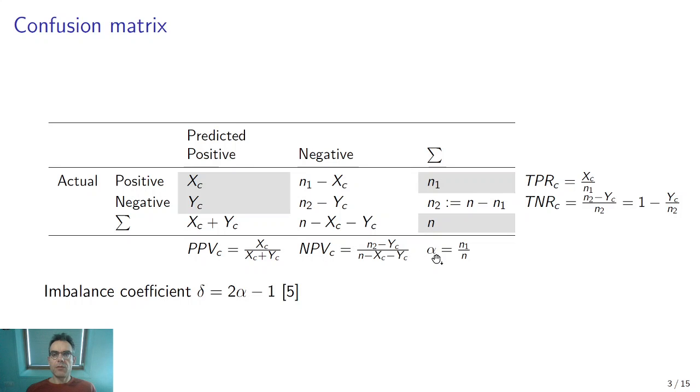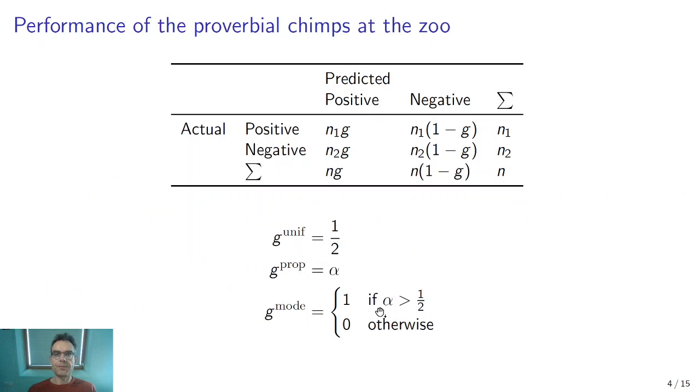In this talk, I'm going to use alpha to indicate the proportion of positive cases in the test set. And this proportion is also linearly transformed to a scale ranging from -1 to 1, so that if the classes are balanced, so the data are balanced, then this imbalance coefficient equals 0.